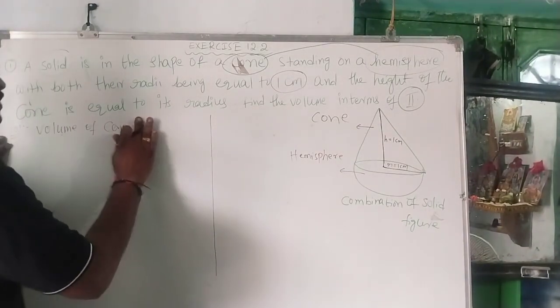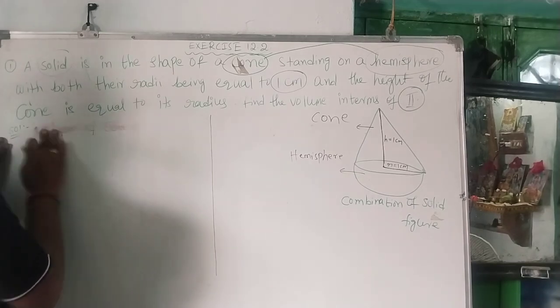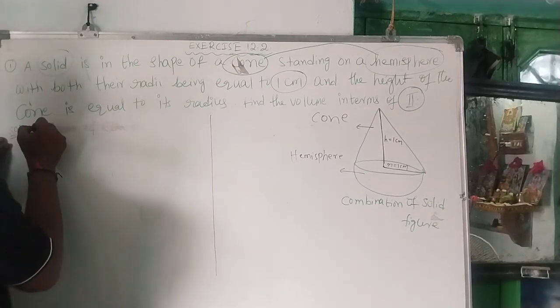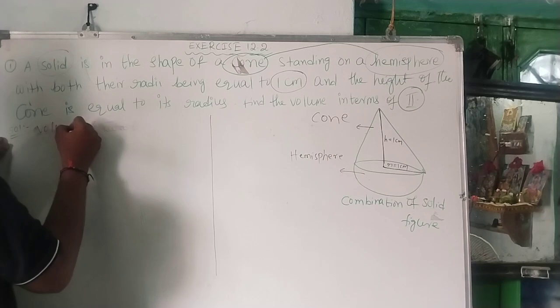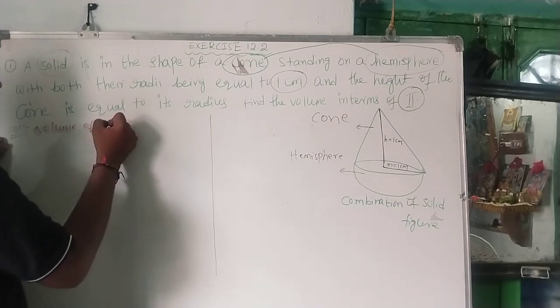How do we get the volume of the given solid?